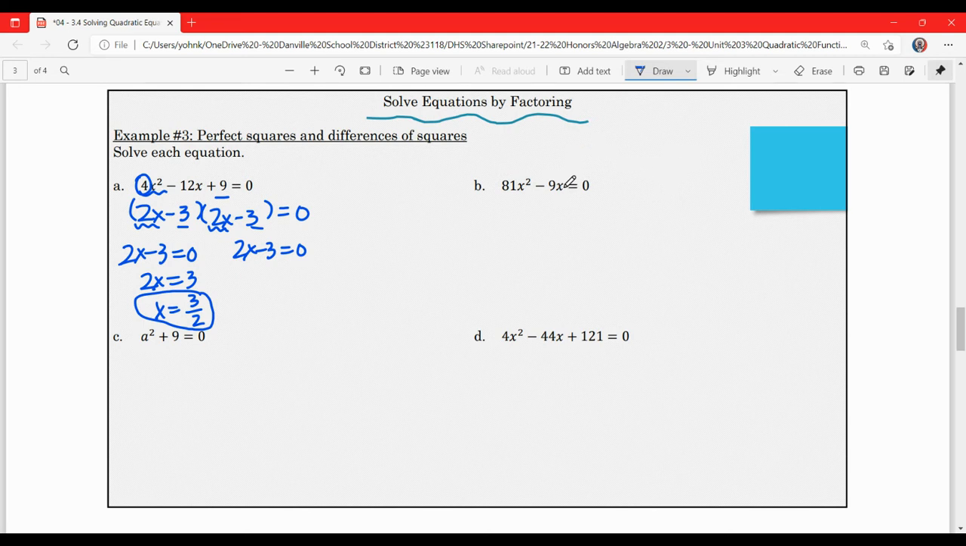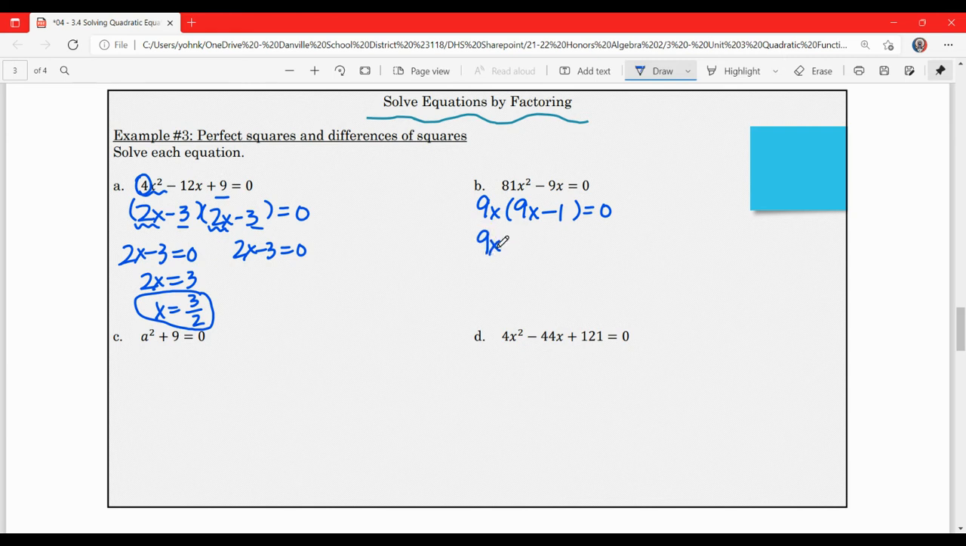All right, if we take a look at B, 81x squared minus 9x equals 0. Always look for a GCF. This one has one at 9x. If I factor out the 9x, I'm left with 9x minus 1, which kind of looks like it's the difference of two squares because 9's a square and 1's a square, but the x is not.